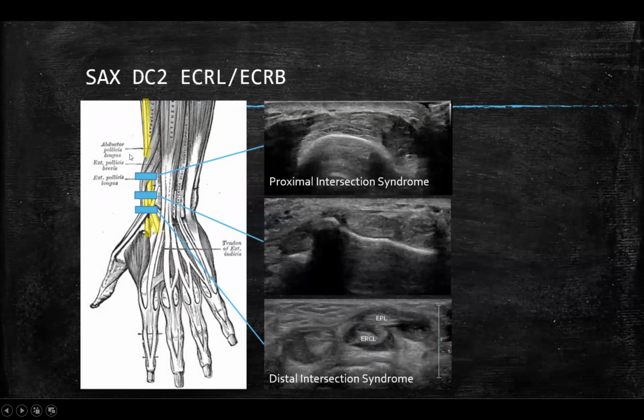So the second dorsal compartment, extensor carpi radialis longus and brevis, is notorious for causing intersection syndromes with its neighbors. It intersects with the first dorsal compartment proximally and the third dorsal compartment distally. And when scanning the second compartment, you want to look at it in both of those areas and evaluate for the intersection syndromes, as well as looking at the tendons below their retinaculum, just on the radial side of Lister's tubercle of the radius.